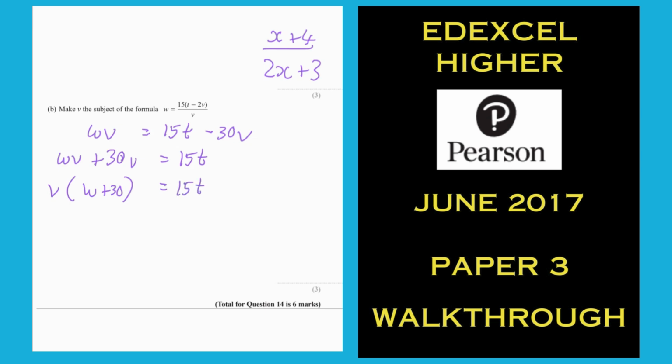And you're pretty much there, because to get V equals, just divide by your brackets. You don't need the brackets, but there we go.